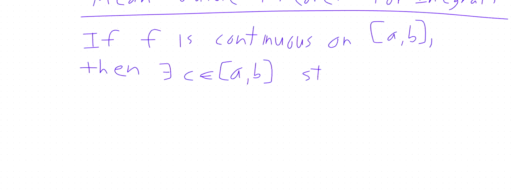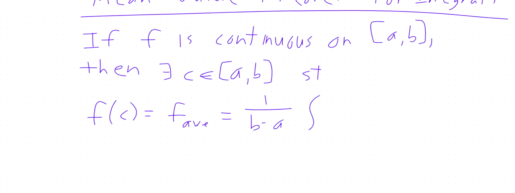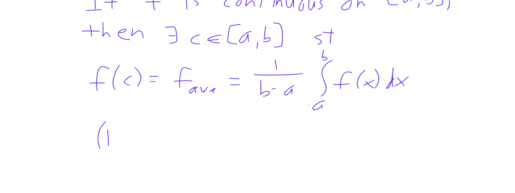f of c is going to equal this f average, which is 1 over b minus a, integral from a to b, f of x dx. Or if you want to write it a different way, b minus a times f of c is going to equal this integral.